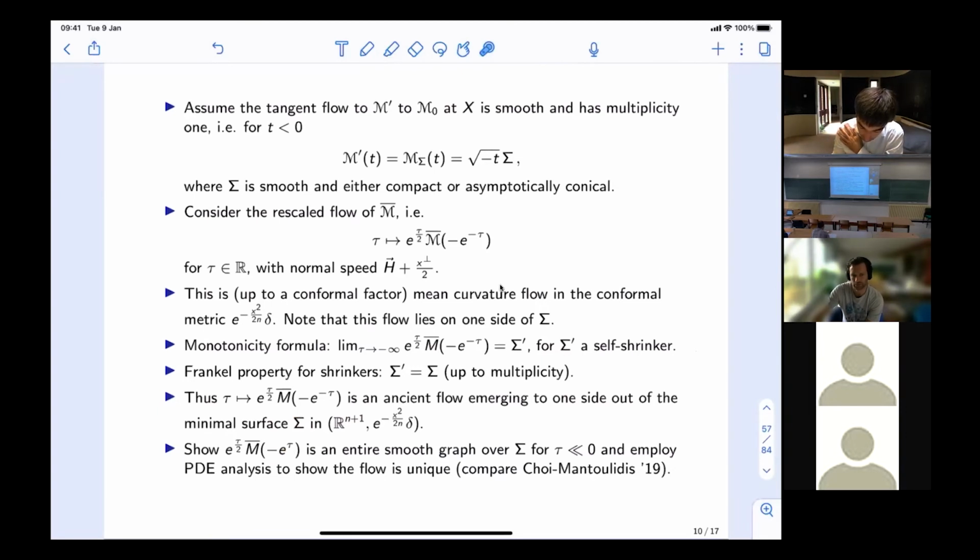This goes back to this work of Choi and Mantoulidis, where they did it for minimal surfaces, to prove that for large negative times, we can argue this flow is smooth actually, and it's unique, because we can pin down the first order analysis. That's enough to prove that this flow is unique for large negative times. Are there any questions?